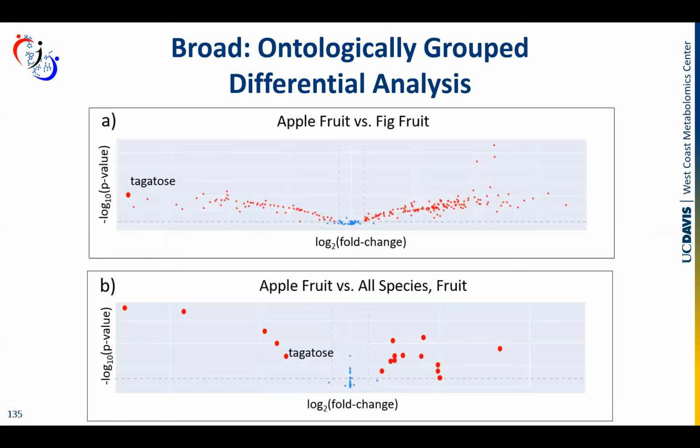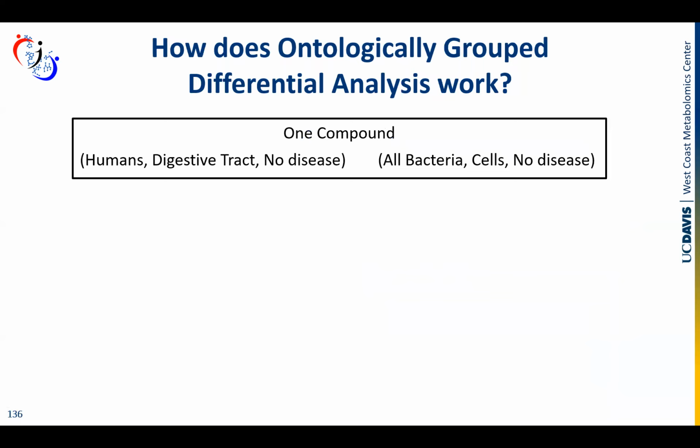And so when we go to do ontologically grouped differential analysis, instead of simply comparing the distributions between two triplets or single metadata combinations, e.g. apple fruit without disease versus fig fruit without disease, we can instead compare categories like apple fruit without disease to all other species of fruit without disease in order to try to understand high confidence trends that make certain metadata combinations comparatively unique. How do we do these calculations?